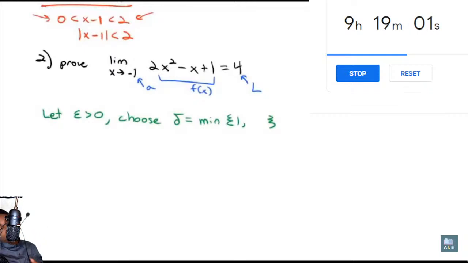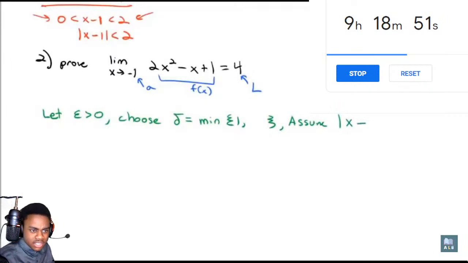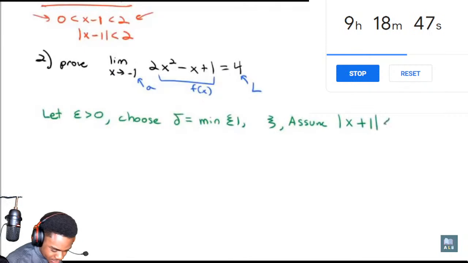is multiplied by. And then we assume the absolute value of x minus our a, or what x is approaching, minus negative 1, which means plus 1, is less than delta.